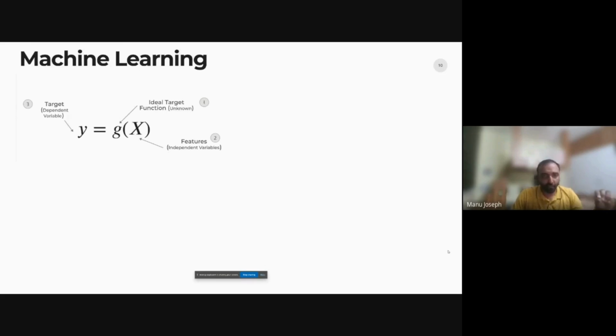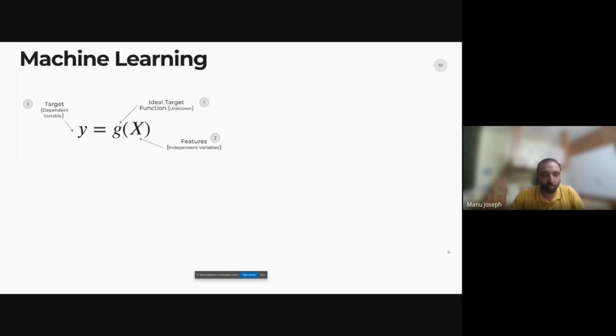We are interested in that, and we have collected some details about that customer. We have some features; these are the independent variables. And we know that there is some ideal function which would just take these features and give you the target. But the problem is that this ideal function is something we don't know. Typically, whenever machine learning comes in, it's an unknown target function, because if you know the target function, then you can just code that up and you're done with it. You don't need machine learning.